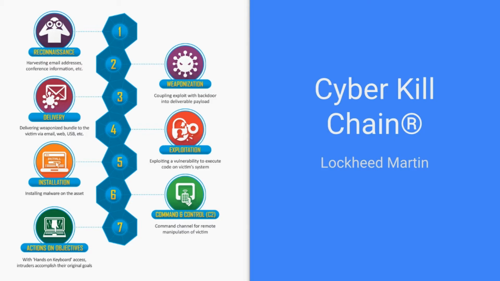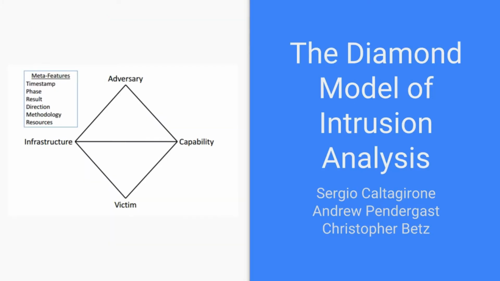We've got another model here. This one's called the diamond model. It's broken up into 4 sections: adversary, capabilities, victim, and infrastructure. And once again, it really allows us to see what a malicious actor is doing, to visualize that malicious actor, and to create those profiles, those frameworks of the malicious actors.